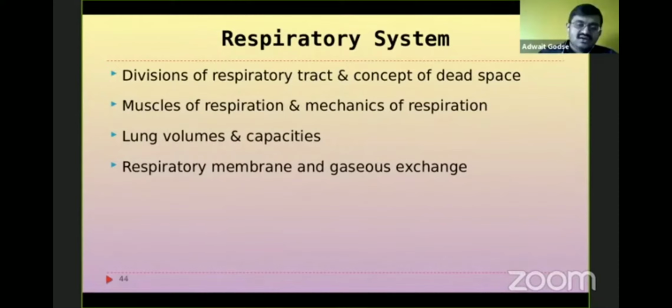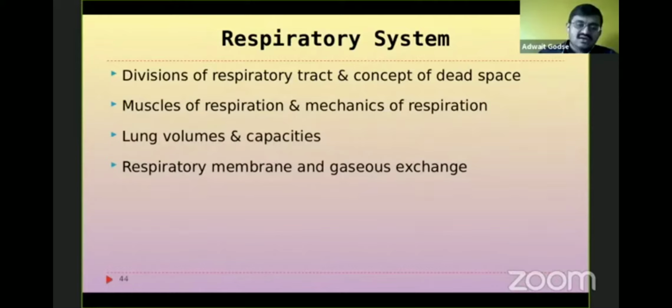Divisions of respiratory tract and concept of dead space, very important. Muscles of respiration, we know chief muscle of inspiration is diaphragm, and it is assisted by external intercostal. Muscles of expiration are abdominal muscles and internal intercostal. Mechanics of respiration, the two important movements, bucket handle movement and pump handle movement, along with pressure volume changes in pleura and lung. That is mechanics of respiration, sometimes asked as long answer question.